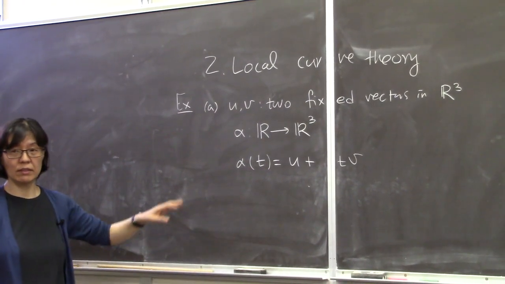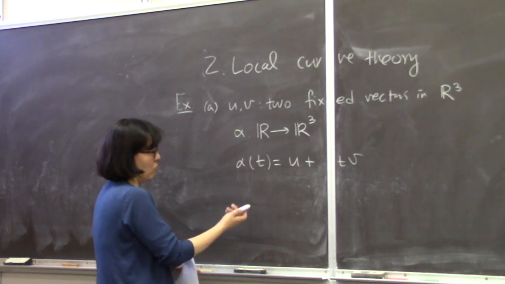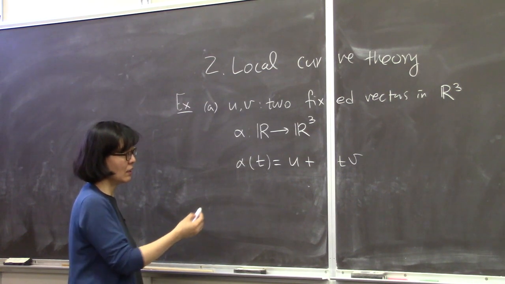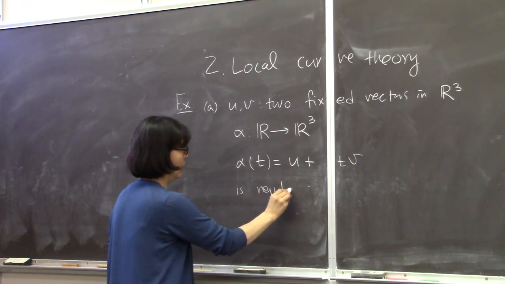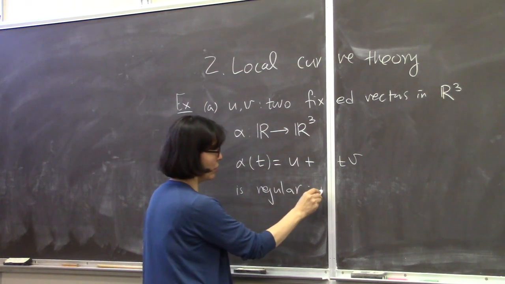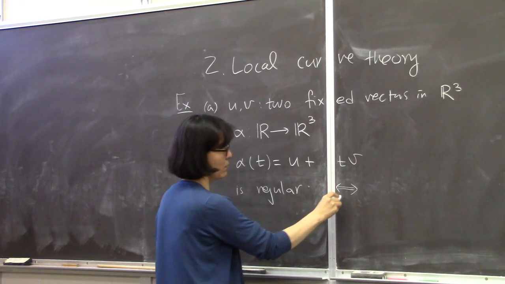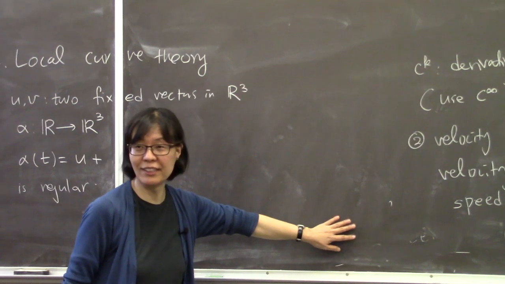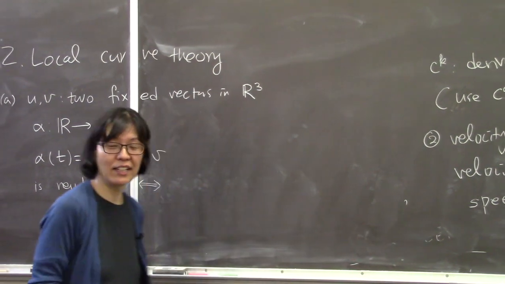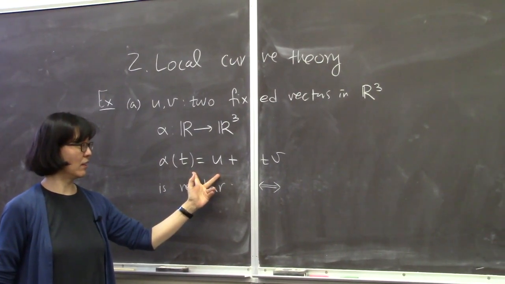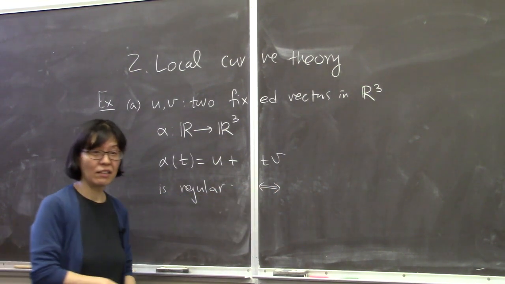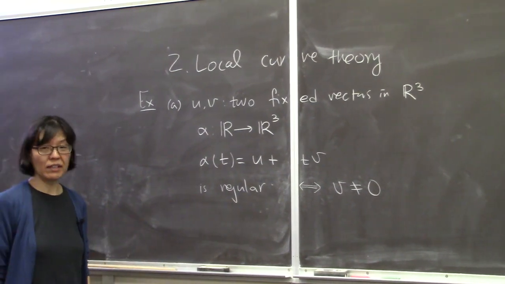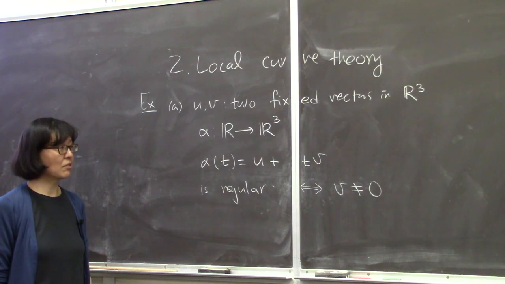So if you consider this one, when is it irregular? Is it always regular? For that to be regular, what is the regularity condition? The derivative is non-zero, right? So what is the derivative of that? It's v. So if v is non-zero, then it is regular. Then what is the image of that? It's a line. It's a straight line.